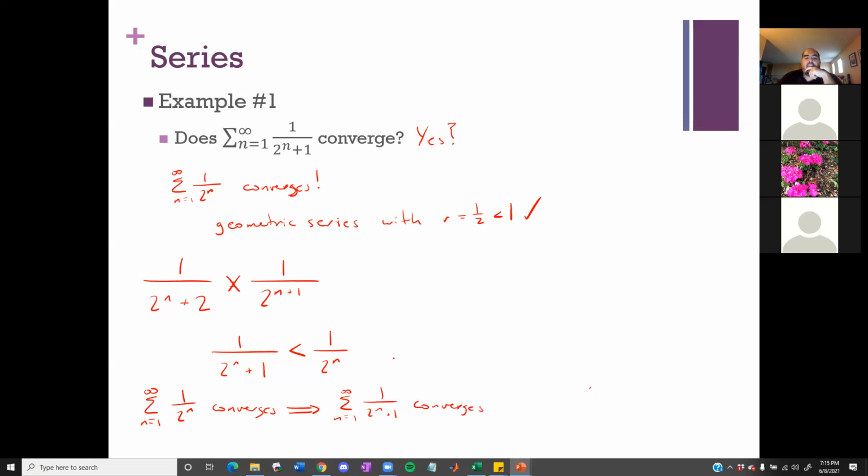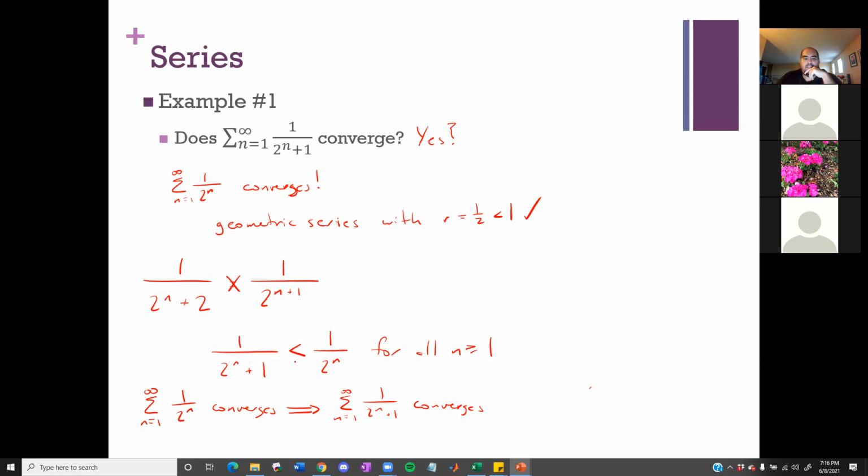So I guess the last blank to fill in here is, why can I say this? Why is this inequality true? Why is 1 over 2 to the n plus 1 definitely less than 1 over 2 to the n? Is it because the denominator is bigger? It's because the denominator is bigger, and the numerator is constant.